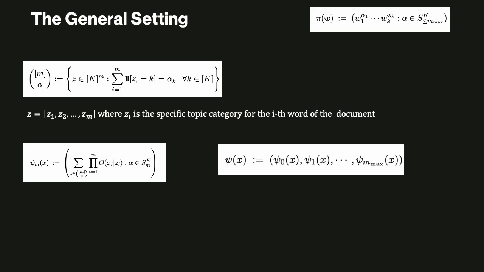Then we have this psi of x, which represents the total likelihood for a document x of length m to follow the topic assignment pattern alpha. Here, the cumulative polynomial vector psi on the right hand side is a concatenation of all the vectors that we see on the left hand side.